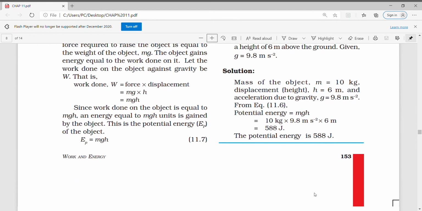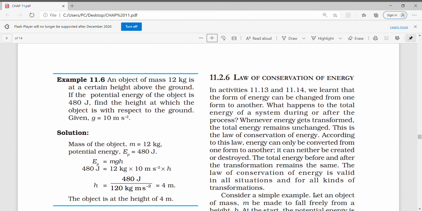Now let us go to example 11.6. An object of mass 12 kg is present at a certain height above the ground. If the potential energy of the object is 480 joules, then you have to find out the height at which the object is with respect to the ground. So basically you are to calculate h here. Mass is given, energy is given, g is also given, it is 10 meter per second square, and you are to calculate h.